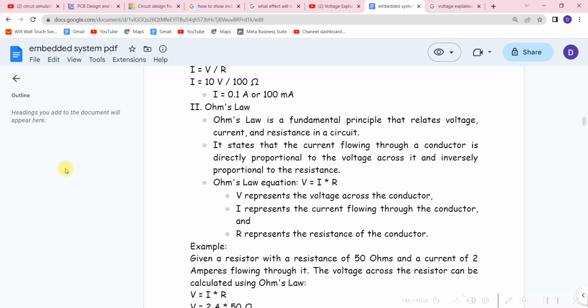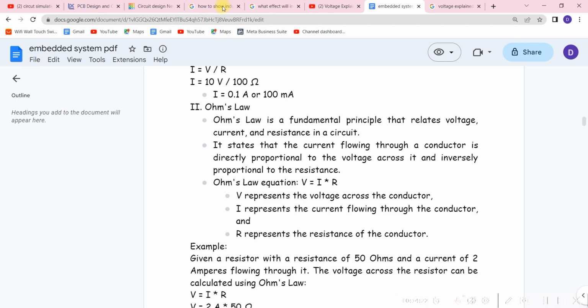Ohm's law is a fundamental principle that relates current, voltage, and resistance. If you remember the initial formula I gave earlier, V is equal to IR. Ohm's law states that the current flowing through a conductor is directly proportional to the voltage across it and inversely proportional to the resistance.